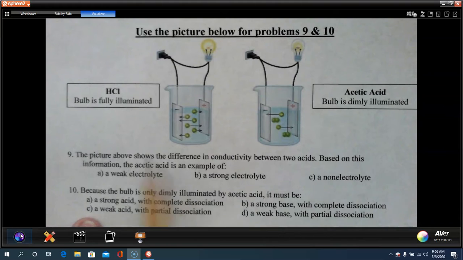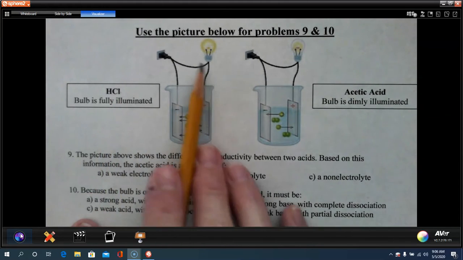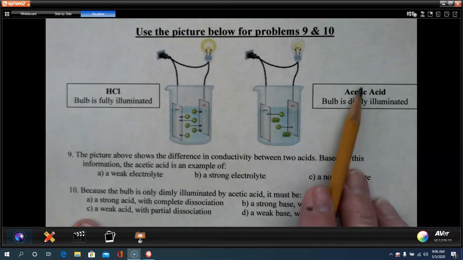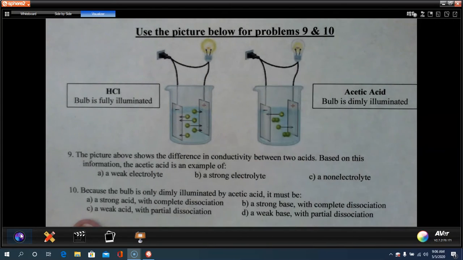Alrighty, number 9. Here we have a solution of hydrochloric acid, and the bulb is fully illuminated. Over here we have a solution of acetic acid, and the bulb is very dimly illuminated. Kind of hard to see, but I think it's a fairly decent picture. Number 9, the picture above shows the difference in conductivity between two acids. Based on this information, the acetic acid, so it's this one over here, is an example of what? A weak electrolyte, a strong electrolyte, or a non-electrolyte?